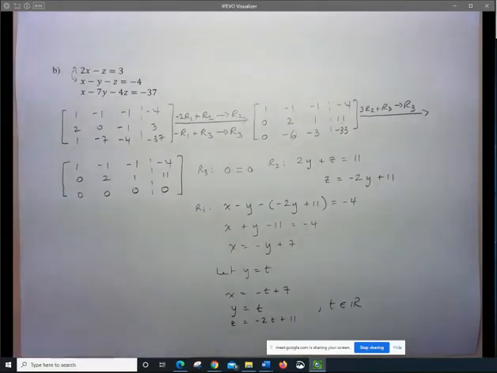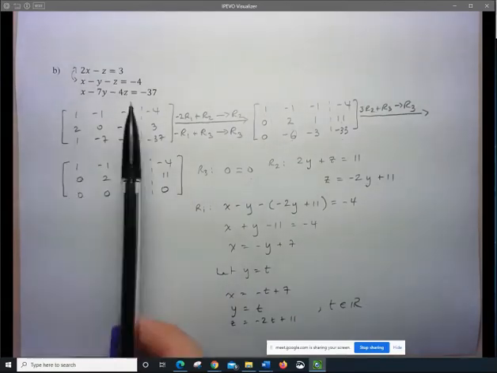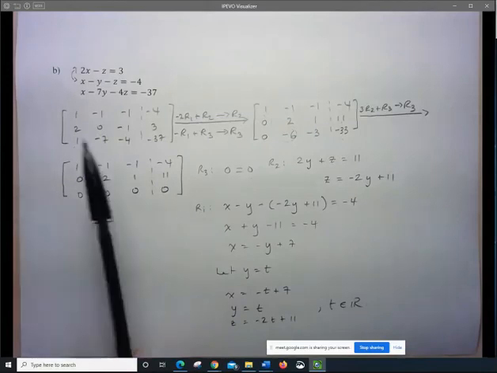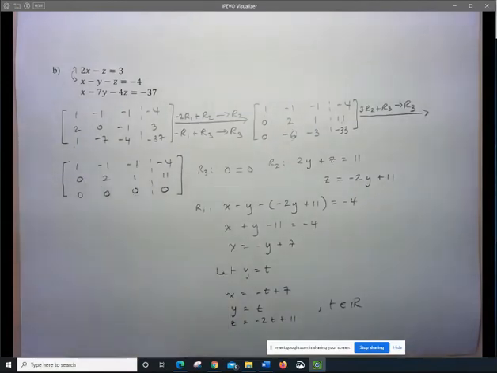Okay? So this is the briefest of introductions to solving systems of equations using matrices. Now, like I said, with a 3 by 3, 3 equations, 3 unknowns, probably not faster than what we did before. But once you start to get to 4 equations, 4 unknowns, 5 equations, 5 unknowns, this is a much more efficient way of doing it.